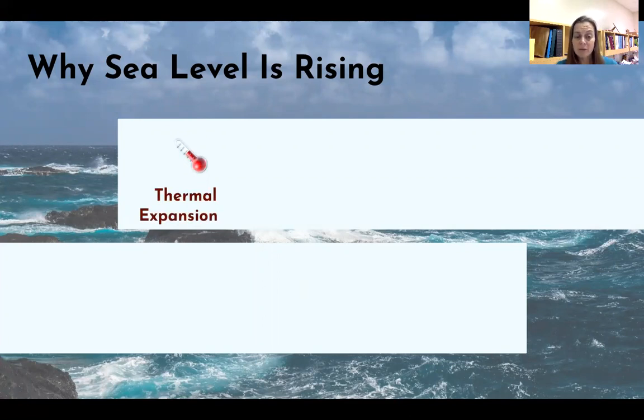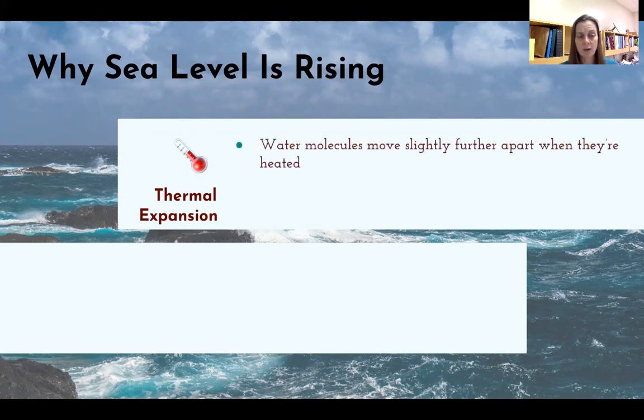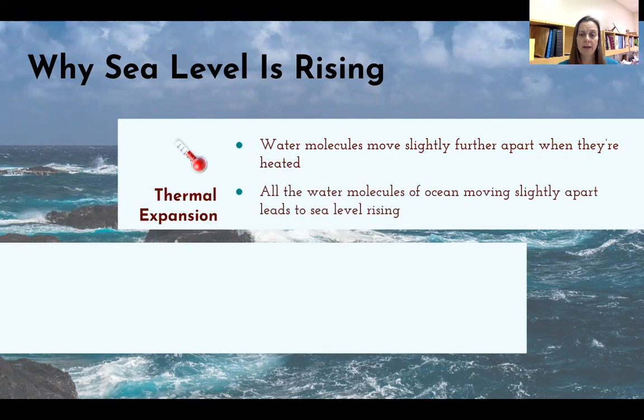So why is sea level rising? Number one reason sea level is rising is thermal expansion. So you guys probably remember from chemistry class that when things are heated, their molecules spread farther apart. So this is true of water as well. When water molecules are warmer, they are farther apart. So that means that water at a higher temperature takes up more volume. So the ocean has a lot of water molecules in it. So even a small thermal expansion is going to lead to a pretty significant sea level rise, or certainly measurable.